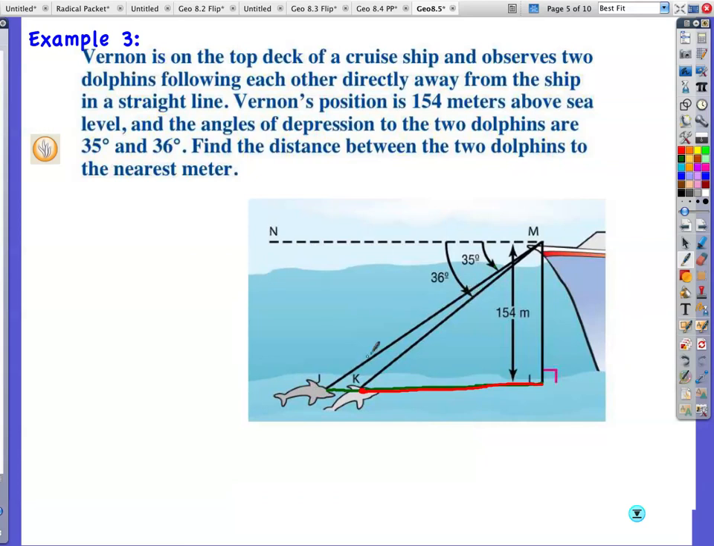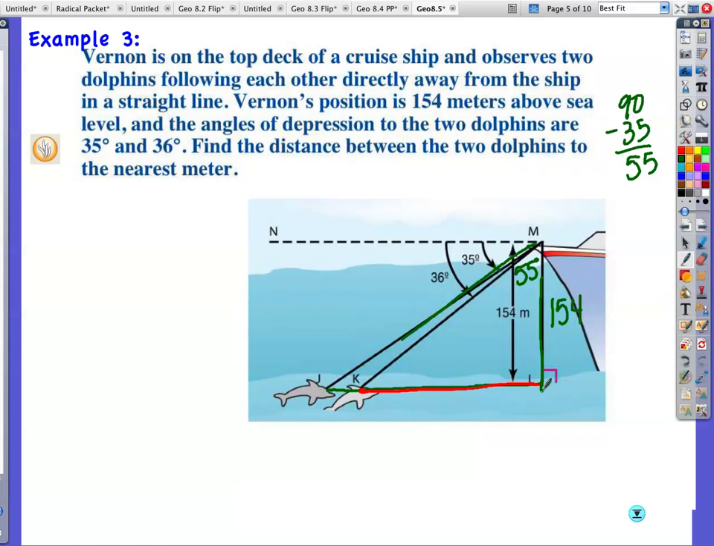So let's start with the big triangle, which has used up 35. So 90 minus 35 is 55 degrees. So I'm going to use 55 degrees up here. What else do I know? I know this piece right here is 154. So there's my triangle.